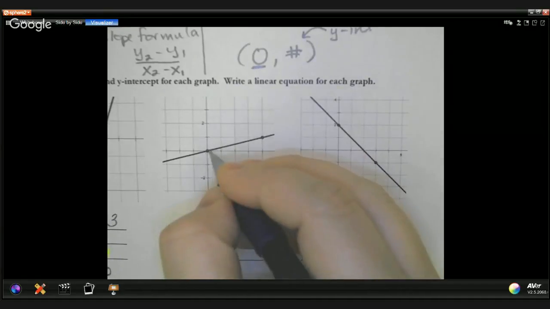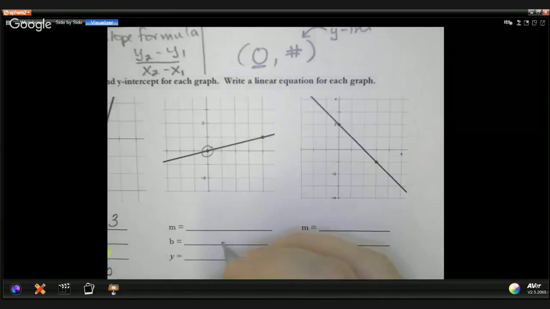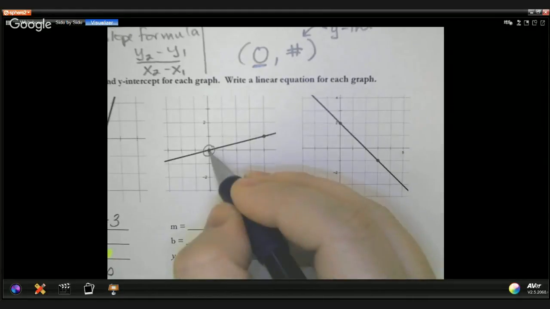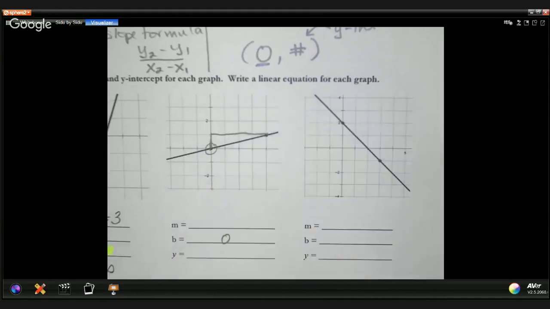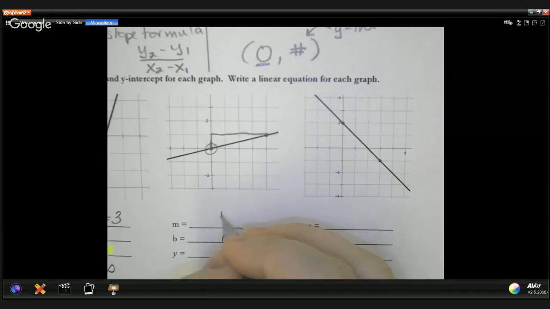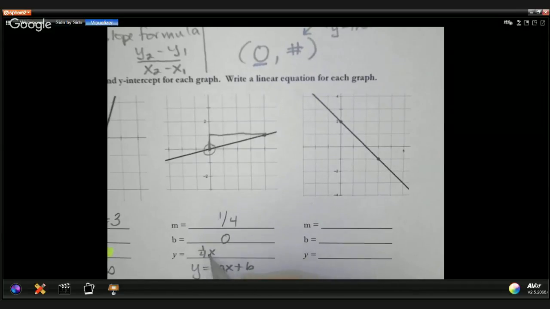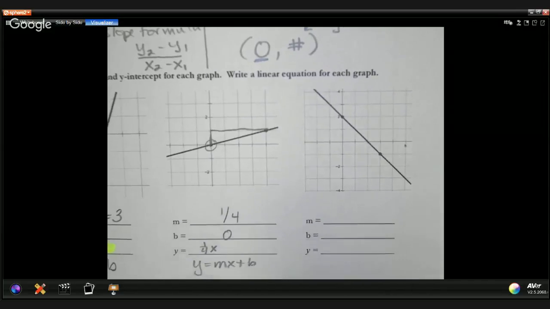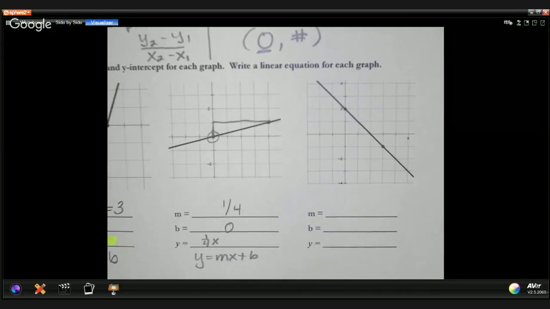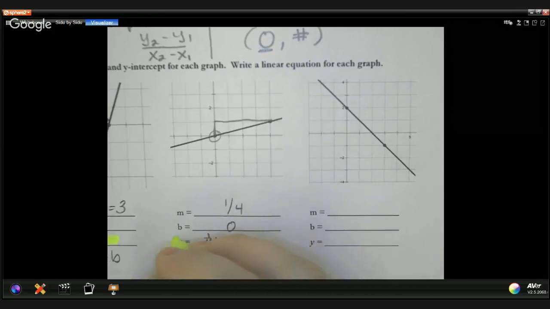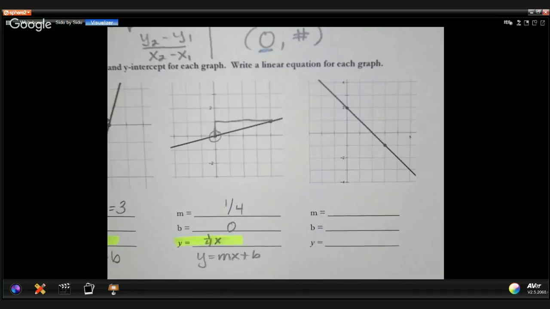So for the first one, you should have known it didn't go up or down, so it's just 0. And then it's up 1 over 4. So my slope is 1/4. So again, when I plug it into y equals mx plus b, it'll be y equals 1/4 x plus my b, which is 0. So you can either write plus 0, or you could just leave it as y equals 1/4 x.